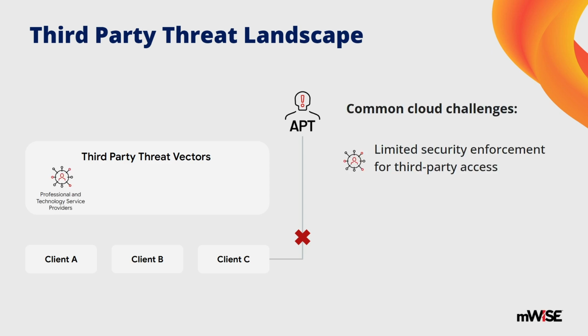The first one is around professional and technology service providers. So think managed security providers or third-party SOCs that have access across a large number of cloud environments. And if that third party is compromised, an attacker's ability to pivot from one organization to the next is fairly straightforward.